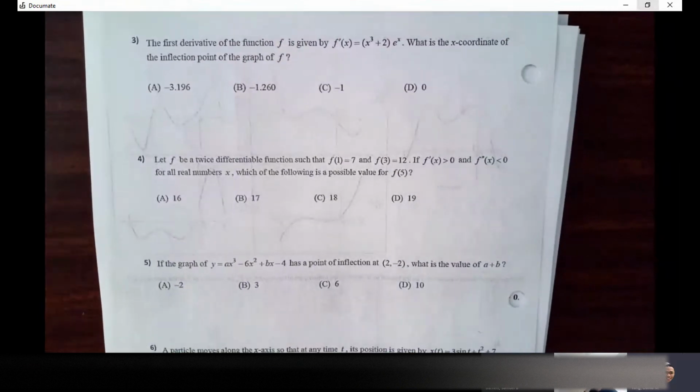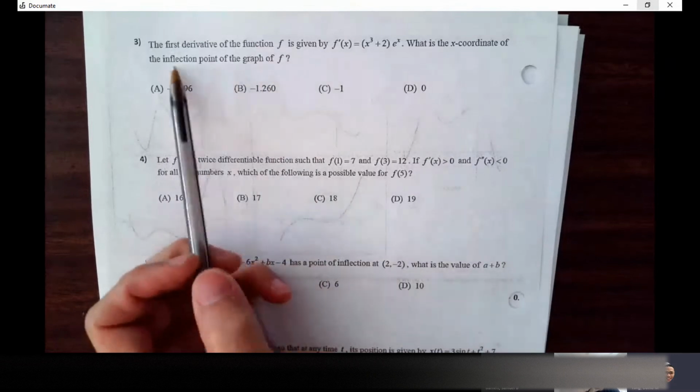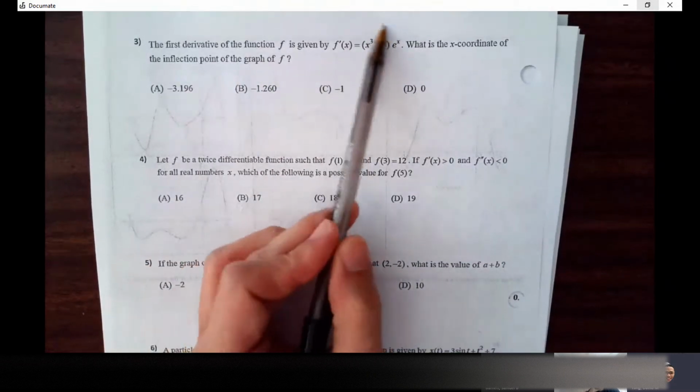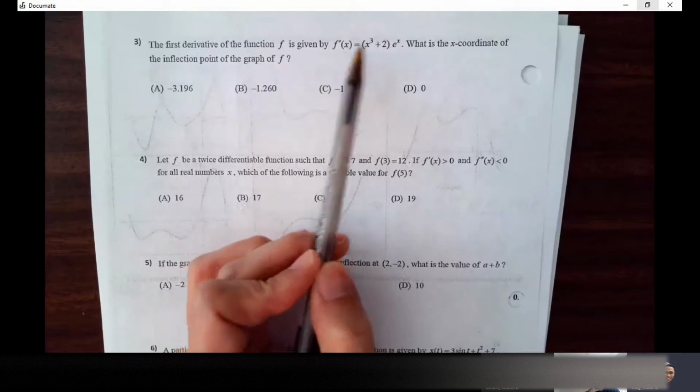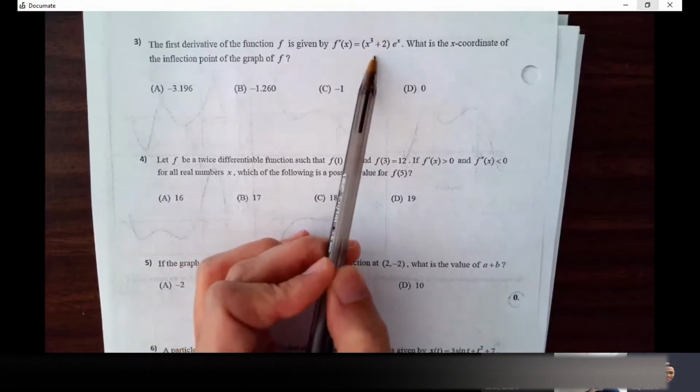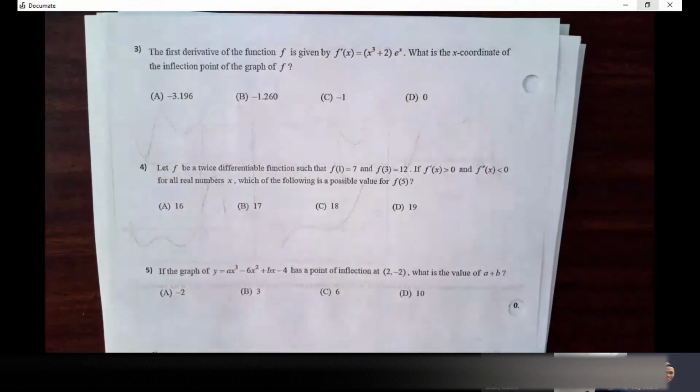All right, number 3, the first derivative of the function is given as f prime. What's the x coordinate of the inflection point? So we know the inflection point has to come from the second derivative, so we're going to have to make our way down to the second derivative. To get from f prime to f double prime, though, I have to involve product rule because I have 2 portions here.